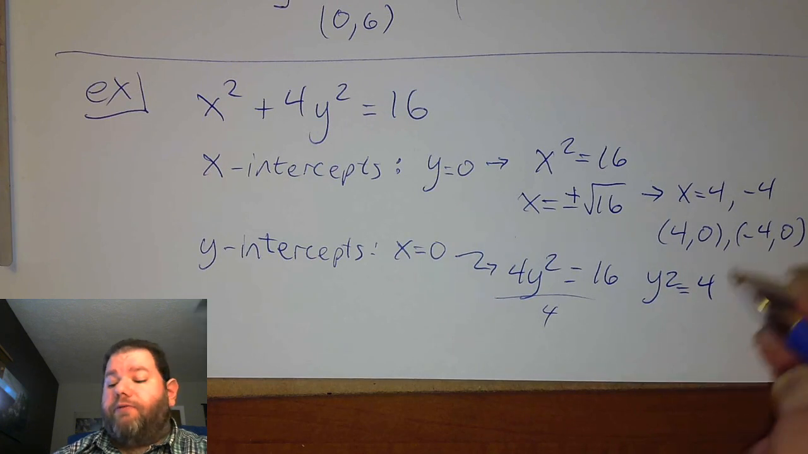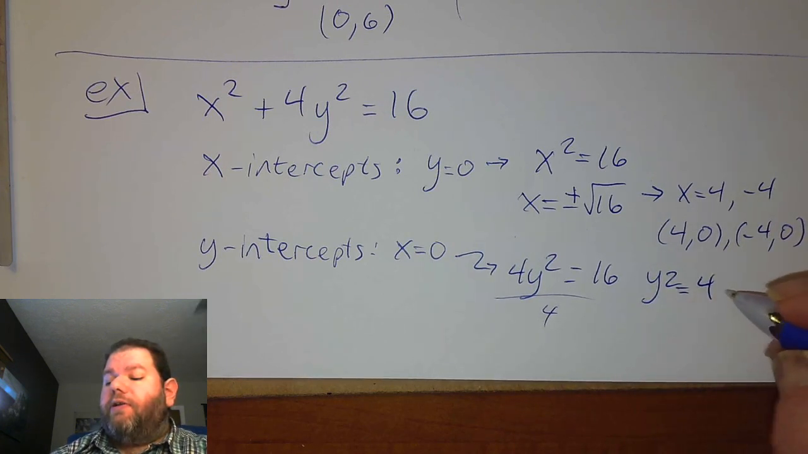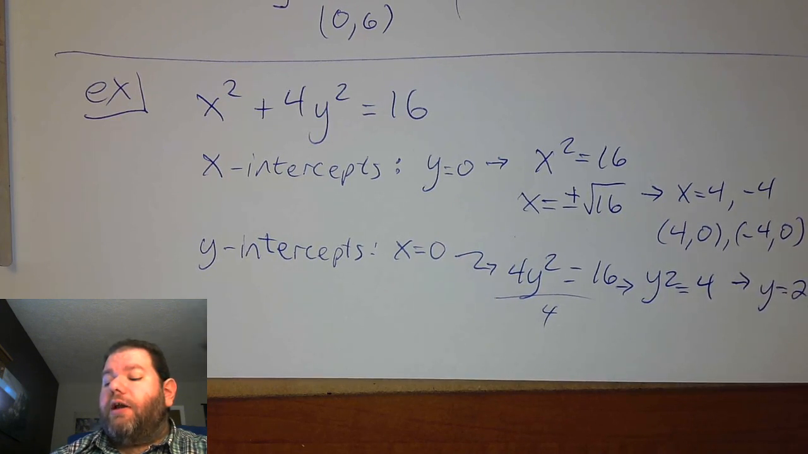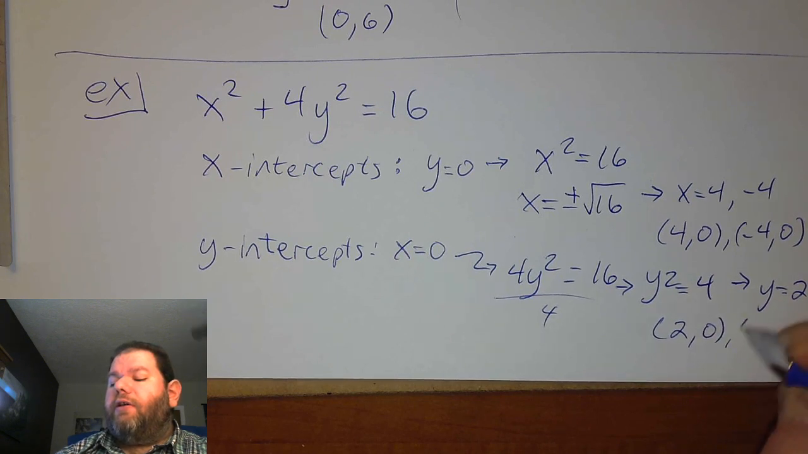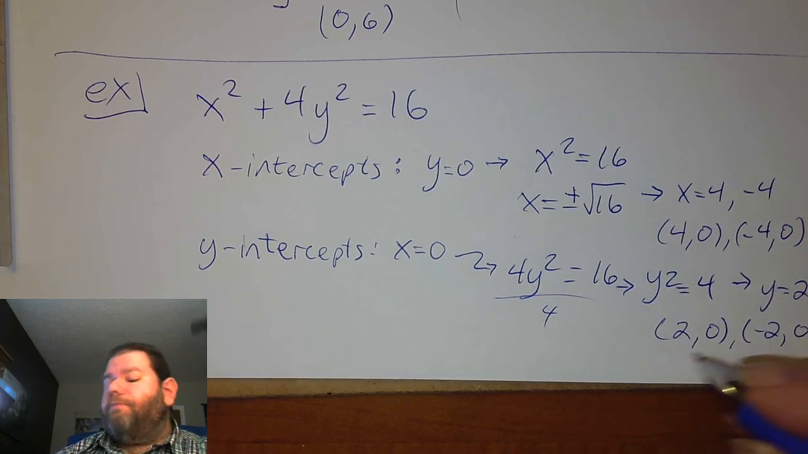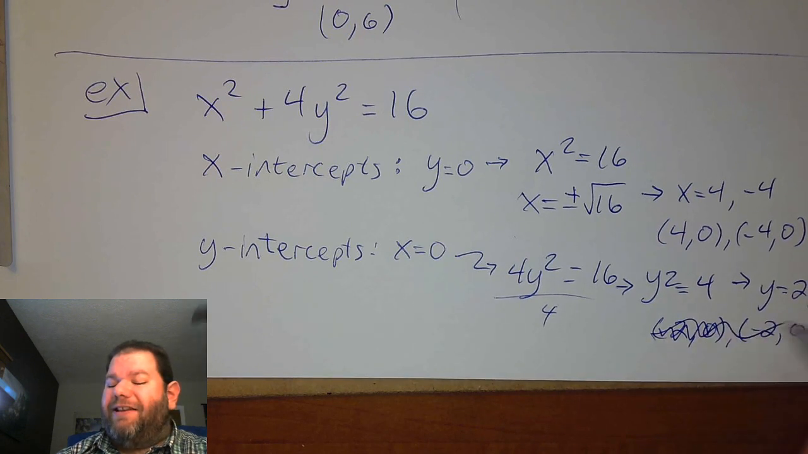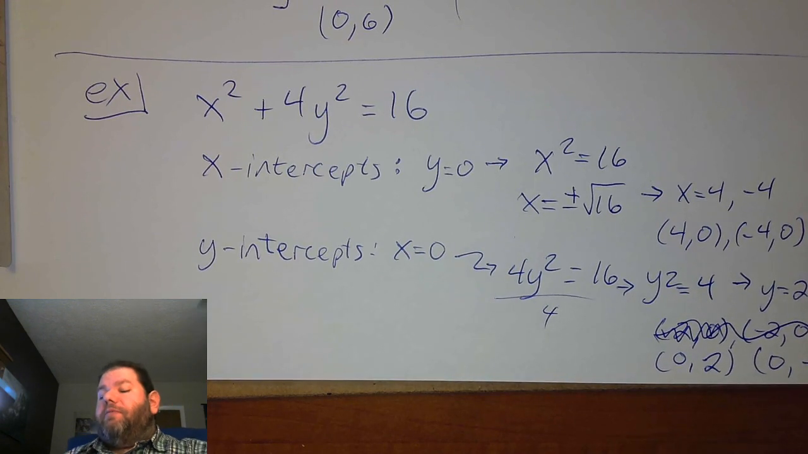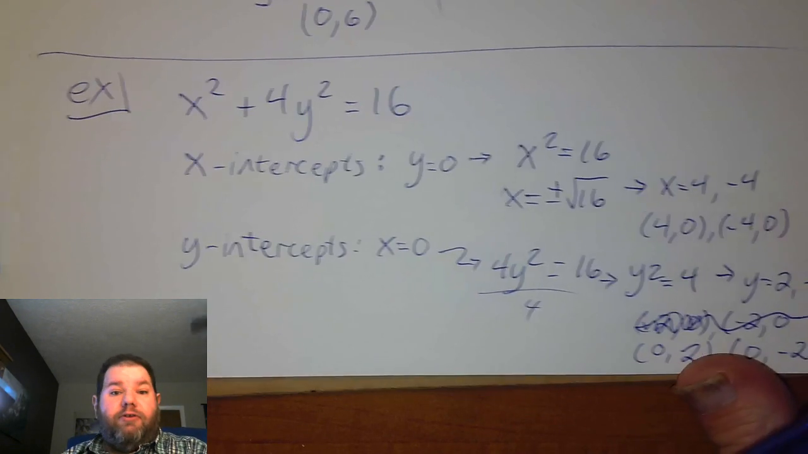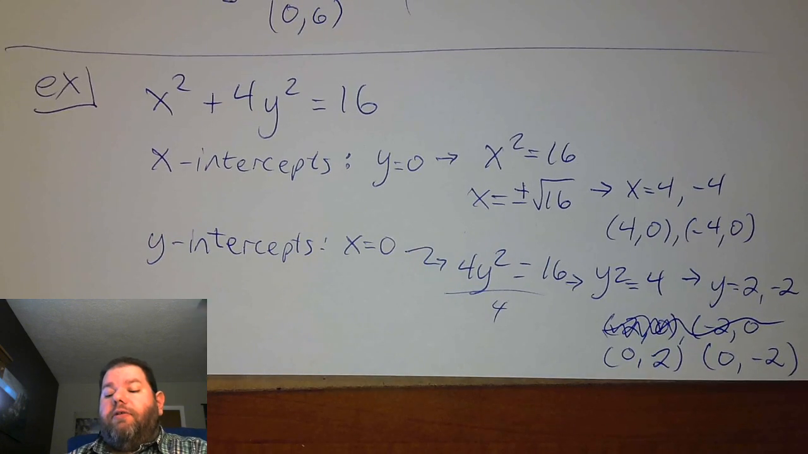Now we can take the square root. And so we get y equals positive 2 or negative 2, so it's 2 comma 0 and negative 2. Nope, no it's not, I'm sorry. 0 comma 2, and then 0 comma negative 2. There we go. Again, we want to make sure we get them in the right order. The x-intercept always has 0 second, and the y-intercept always has 0 first.